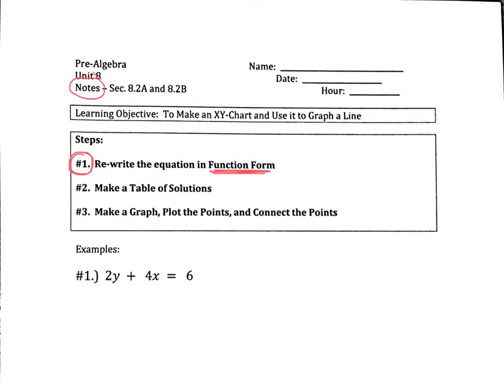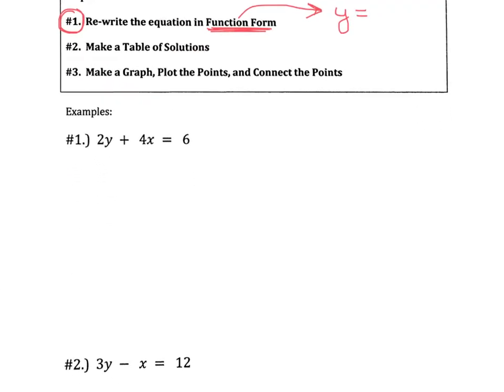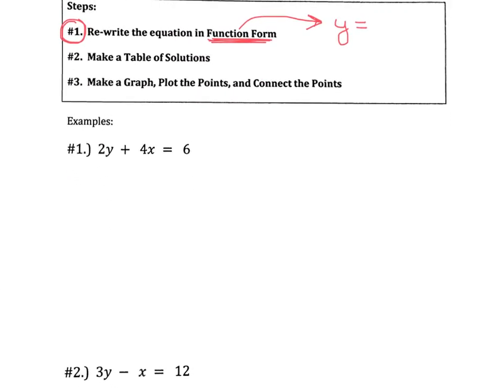Function form. What is function form? Function form means you're going to have an equation and it's going to start out with y equals. What does this mean? Let's look at an example. So our first example starts out 2y plus 4x equals 6. That's not y equals. It's 2y plus 4x equals. So we want it to be just y. So we have to unwrap things.